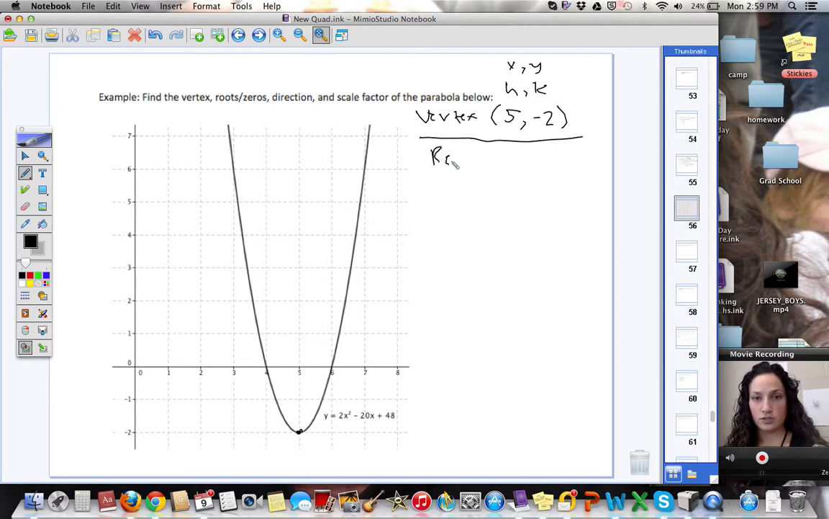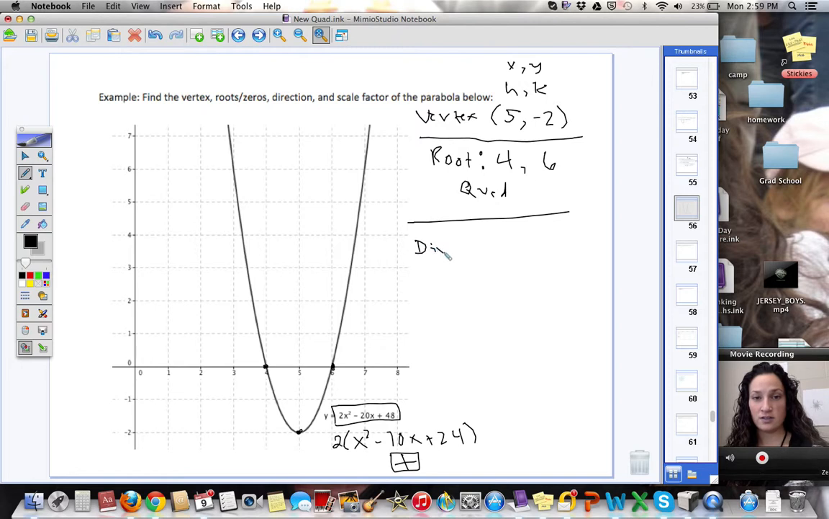Next thing is to find those roots. I can easily find them by looking at where it crosses here. I can see that it crosses at 4 and 6. If you didn't have a graph or couldn't tell exactly where it was crossing, there's a couple of options. You could have used the quadratic formula to find 4 and 6. Looking at this equation, our a value is greater than 1, so we try the quadratic formula. But I could have also factored out a 2 and then gotten x squared minus 10x plus 24, and then done factoring. I could have used the box, and I would have also gotten 4 and 6. So my roots are where it crosses, that's 4 and 6.